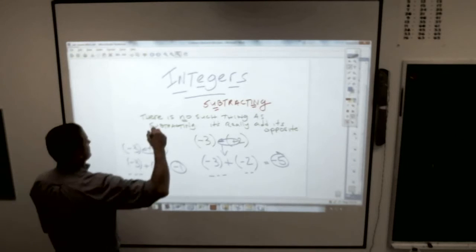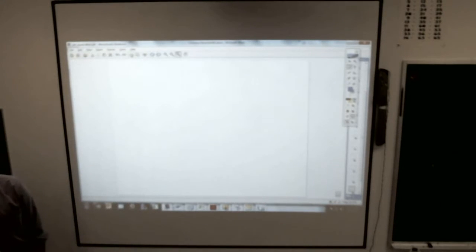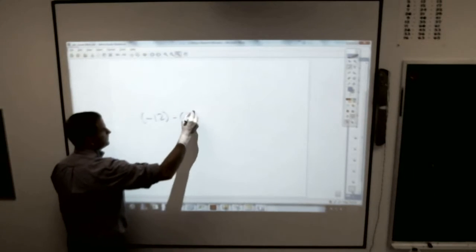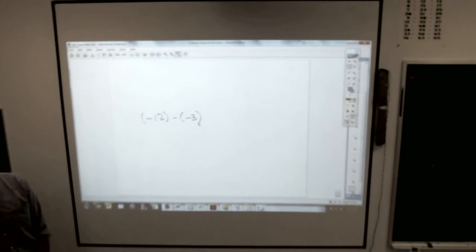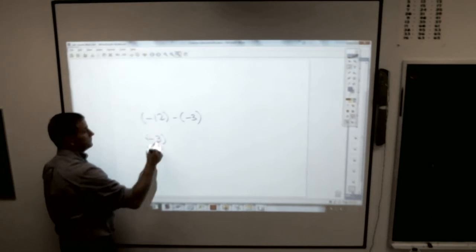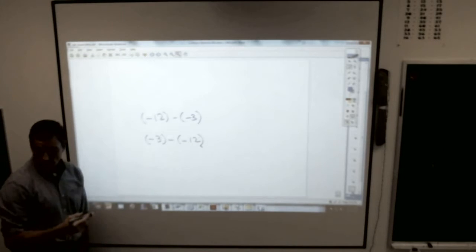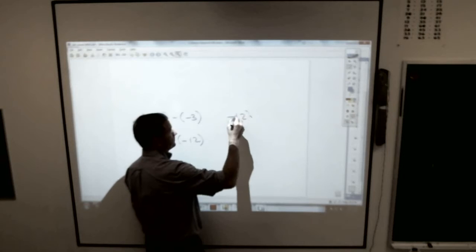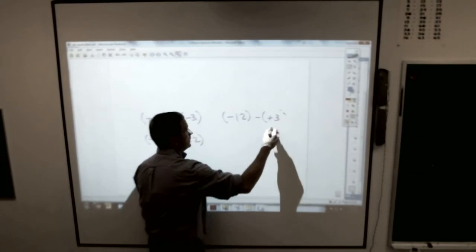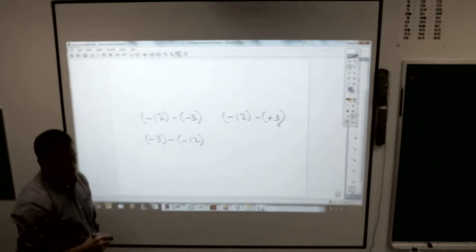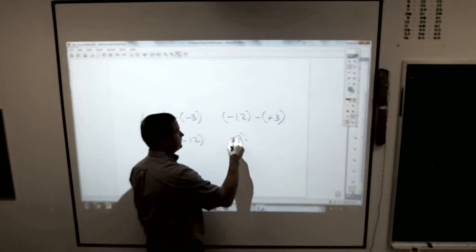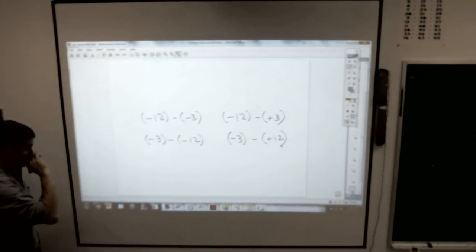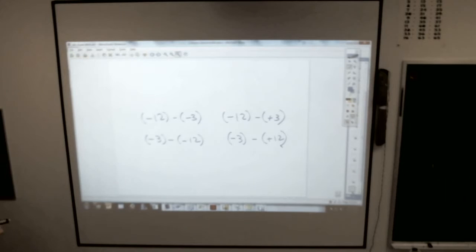Okay, here we go. Let me give you just a smattering. Let's see if we can't make heads nor tails of this. Negative 12 minus negative 3. Negative 3 minus negative 12. Negative 12 minus a positive 3. And a negative 3 minus a positive 12. Lots of negatives.